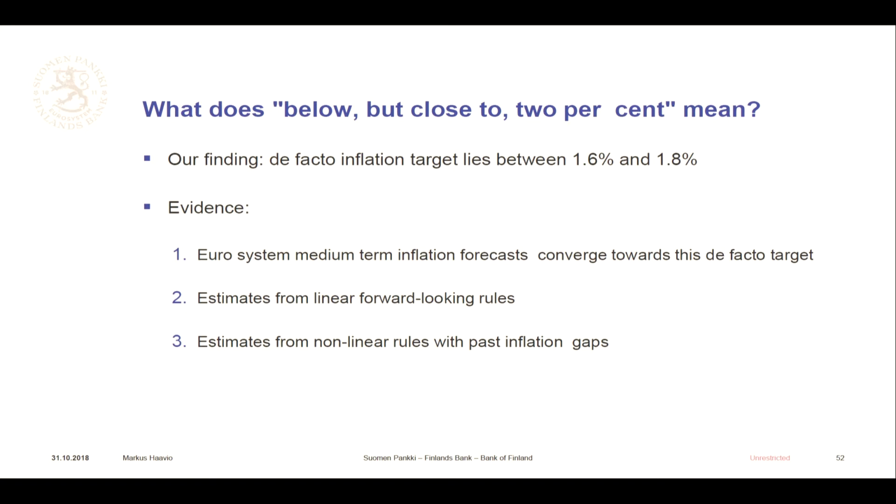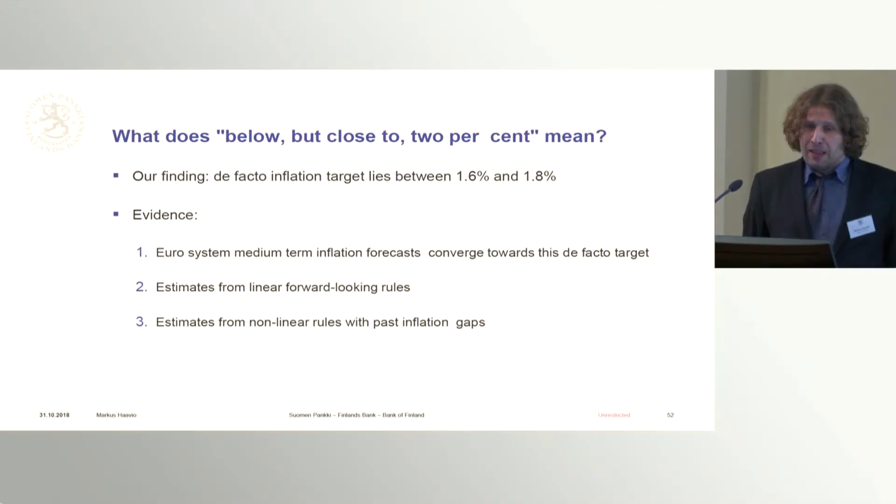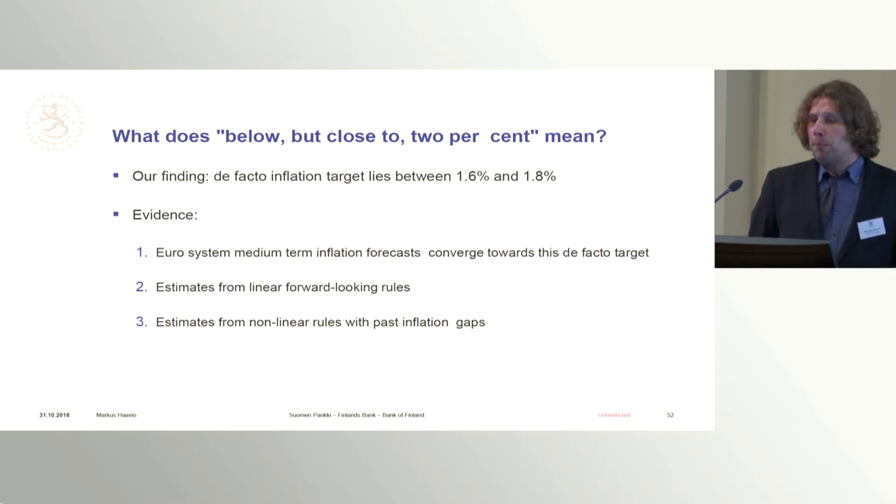So, kind of final slide: what does "below but close to 2%" mean? Our key finding is that the de facto inflation target lies between 1.6 and 1.8%. We have three sources of evidence. The Eurosystem medium-term inflation forecast converges towards this so-called de facto target, just looking at the data. We also have estimates from linear forward-looking rules that point in that direction, and also estimates from non-linear rules with past inflation gaps. So, thank you.